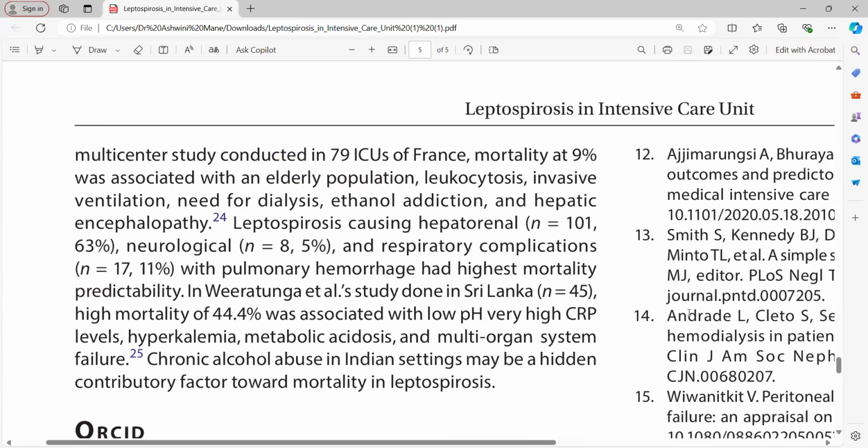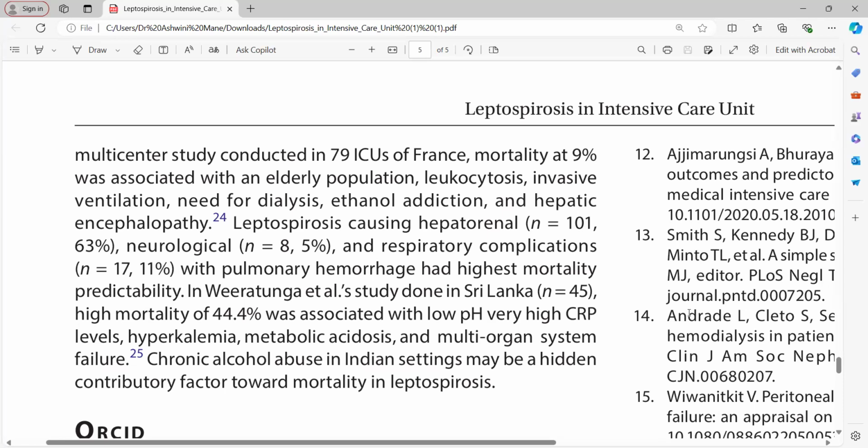In a multi-center study conducted in 79 ICUs in France, mortality of 9% was associated with elderly patients, leukocytosis, invasive ventilation, need for dialysis, ethanol addiction, and hepatic encephalopathy. Leptospirosis causing hepatorenal, neurological, and respiratory complications with pulmonary hemorrhage had the highest mortality predictability.